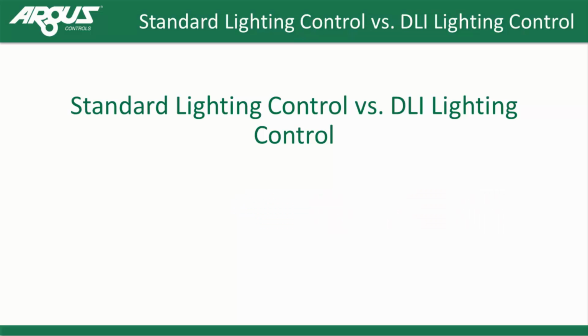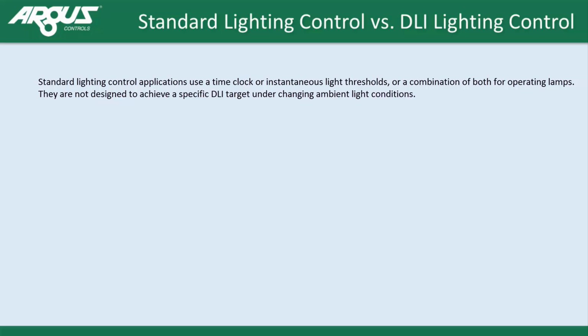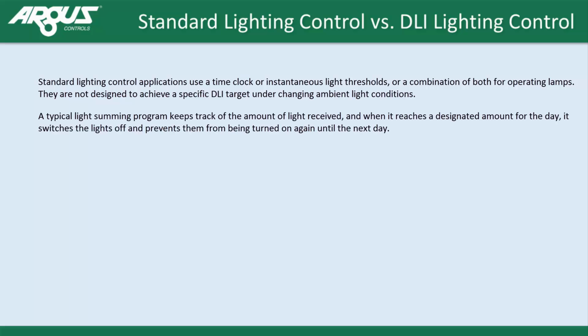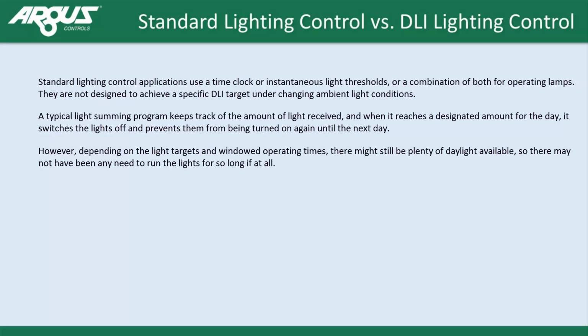Standard lighting control versus DLI controls. Standard lighting control applications use a time clock or instantaneous light thresholds, or a combination of both for operating lamps. They are not designed to achieve a specific DLI target under changing ambient light conditions. A typical light summing program keeps track of the amount of light received, and when it reaches a designated amount for the day, it switches the lights off and prevents them from being turned on again until the next day. However, depending on the light targets and windowed operating times, there might still be plenty of daylight available, so there may not have been any need to run the lights for so long or at all.